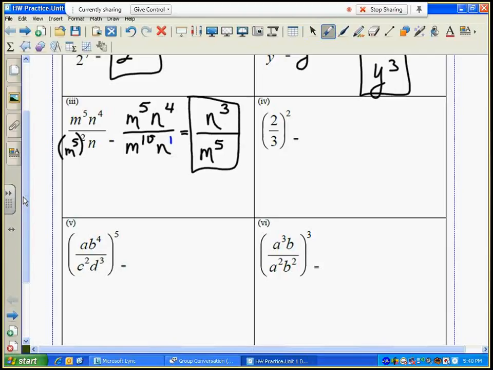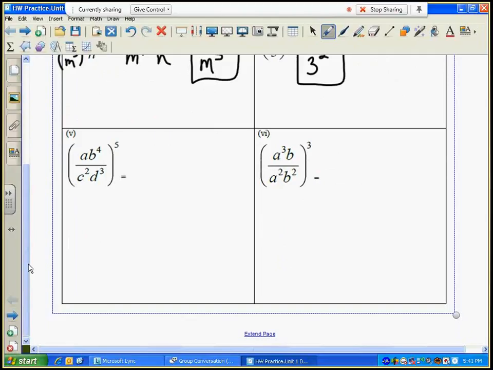For number 4, we have 2/3 to the second power. That means we're going to have 2/3 times itself. So you square the 2 and square the 3. Both the 2 and the 3, the bases are different, so that is a simplified expression. Number 5.